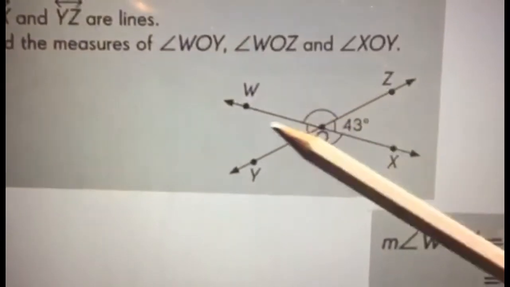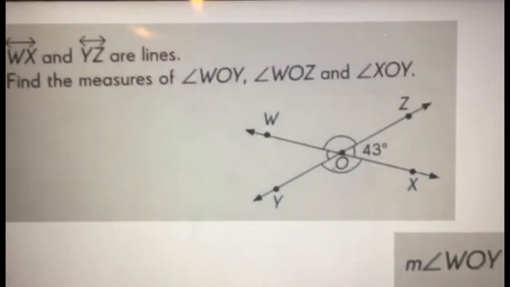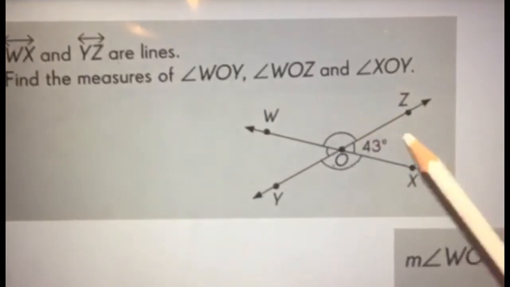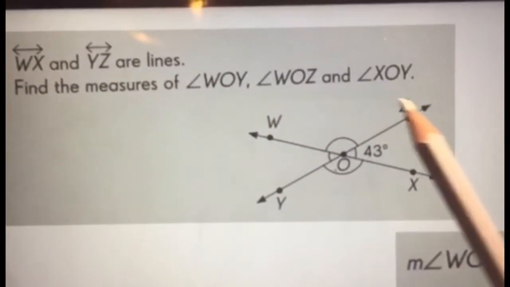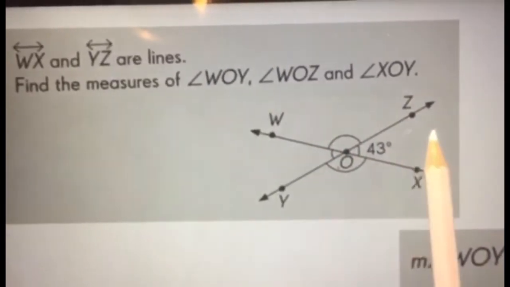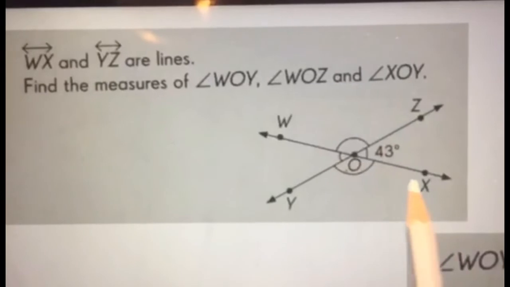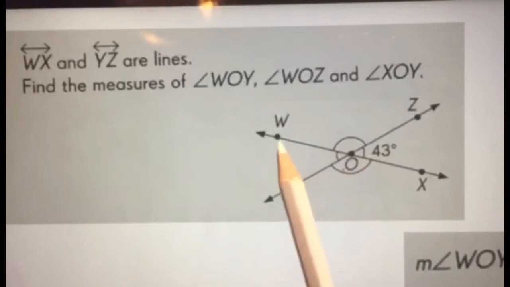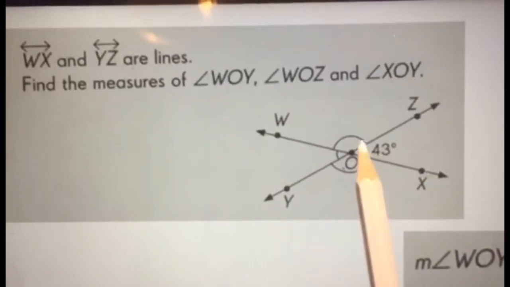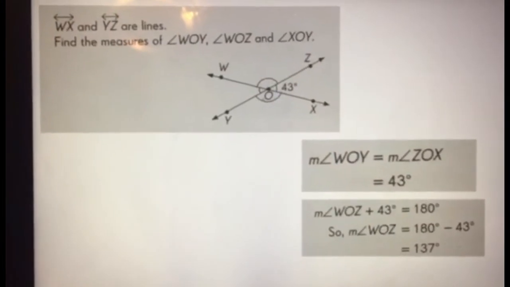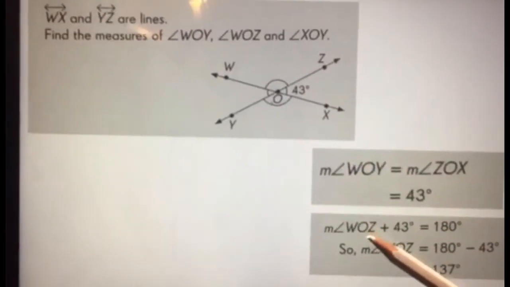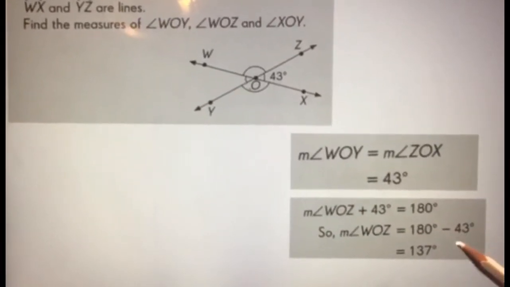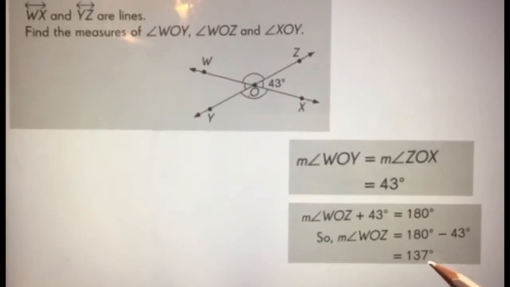How about the measure of angle WOZ? Do you know how much it measures? Right. If you remember our angles on a line, our first lesson, you would know that angle ZOX and angle ZOW are angles on the line WX, and they add up to 180 degrees. So we know that angle WOZ is 180 degrees minus 43, and it is 37 degrees.